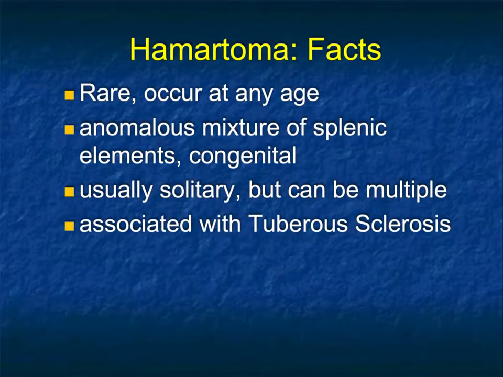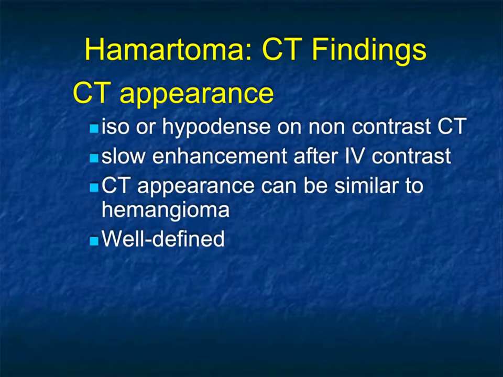They're relatively rare tumors. They're an anomalous mixture of splenic elements, and they're congenital in nature. They're usually solitary but can be multiple, and they can be associated with tuberous sclerosis. The CT appearances on non-contrast scans, they're either iso or hypodense. With enhancement, they do tend to show better, and they wash out relatively quickly, but they have slow enhancement.